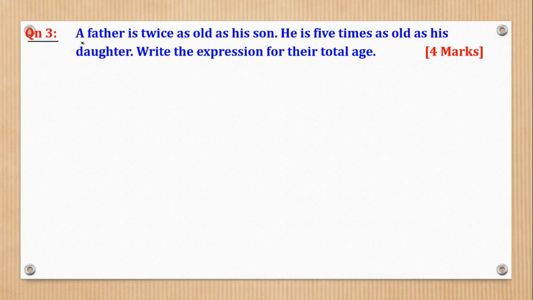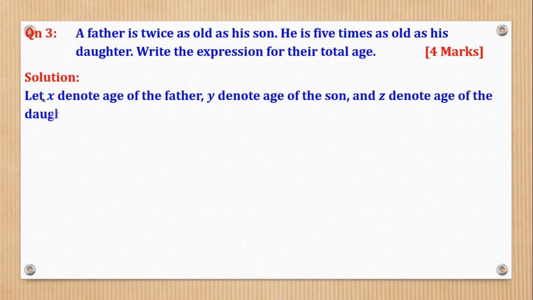Then question 3 says a father is twice as old as his son. He is 5 times as old as his daughter. Write the expression for their total age. So here we have father, son, and daughter. So we have to let X denote age of the father, Y denote age of the son, and Z denote age of the daughter.